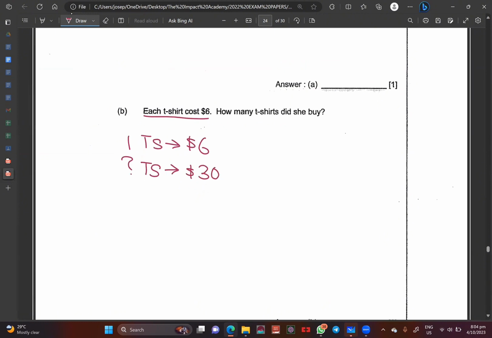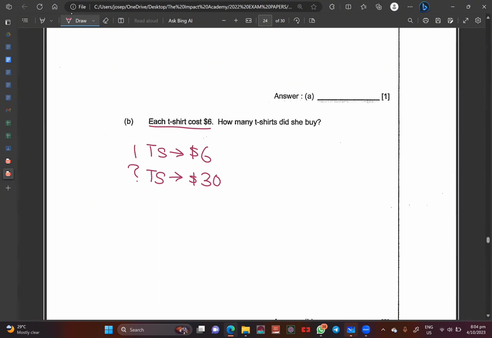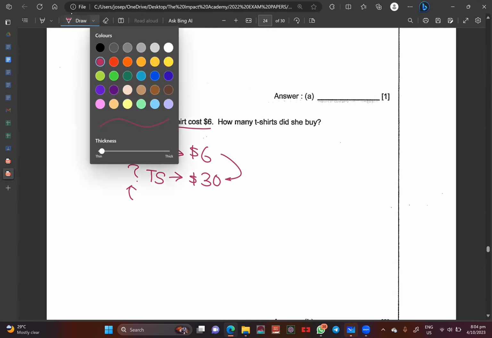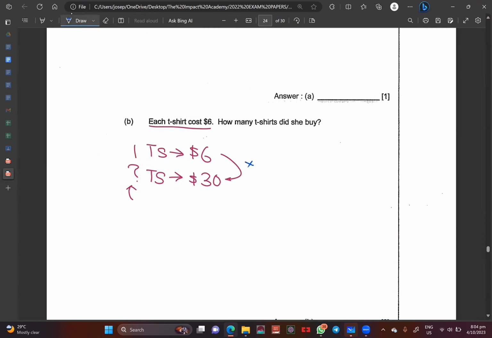Now the question is asking you how many T-shirts did she buy? Basically, I'm asking you to find out what this is. Correct? Now, my question to you is how do I get from 6 to 30? I just have 2 times 5. Very good. Agree or disagree? Then I times 5 over here as well, isn't it? So isn't it true that my answer has to be 5 T-shirts? I apologize for my 5. Let me write properly. All right, 5 T-shirts. Okay? So that's the reason why your answer for this question has to be 5 T-shirts.